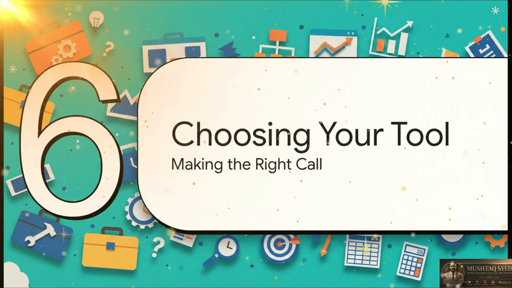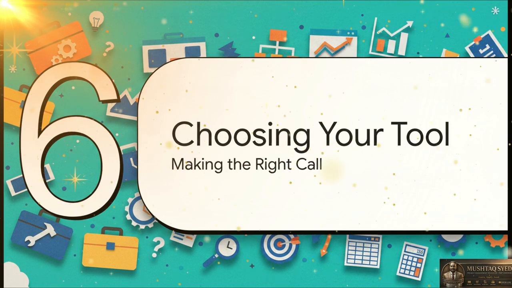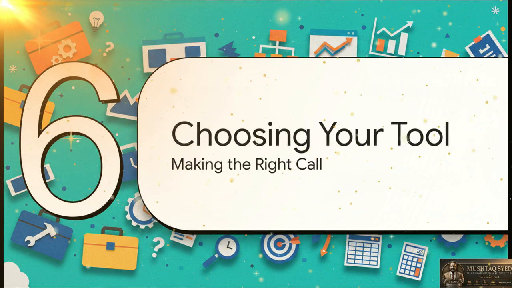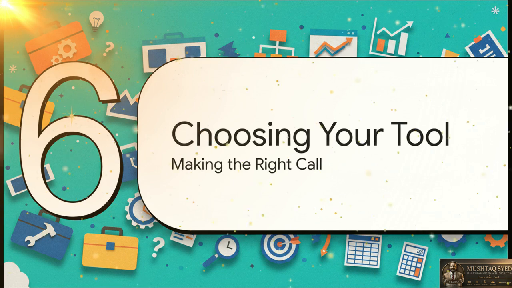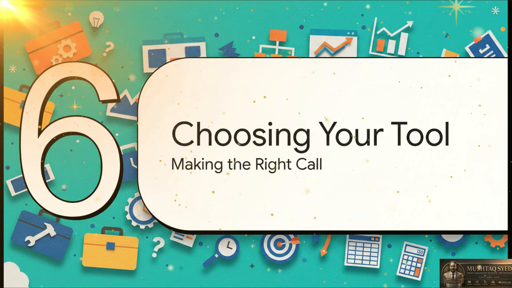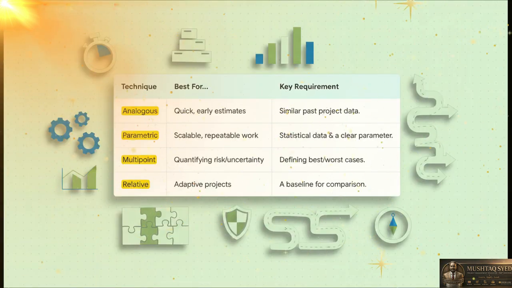Okay, we have covered a lot of ground and pulled several different tools from the box. So the million-dollar question is, how do you know which one to actually use? Well, here's a little cheat sheet for you. If you need a quick early guess with very little detail, go for Analogous. If you've got scalable, repeatable work and good data, Parametric is your best bet. If you're dealing with a lot of risk and uncertainty, Multipoint is your friend. And if your project scope is going to be constantly evolving, you'll want to use relative estimating. It's all about matching the tool to the job at hand.